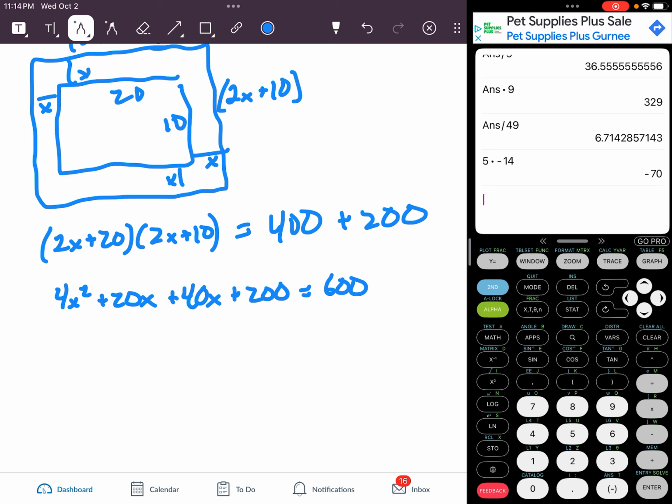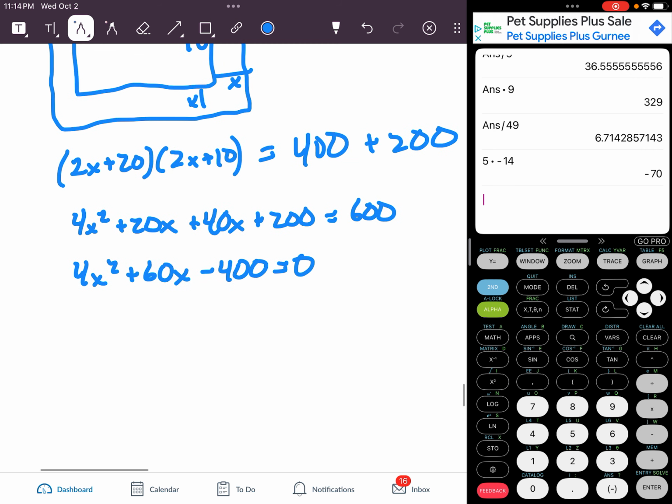Okay, now we're going to combine our like terms. We get 4x squared plus 60x, and then minus 400. This is the end of 3.2. We have our equation. Simplified it to be a quadratic equation. Now, 5.3, we got to solve it. Now, luckily for us, all these numbers, 4, 60, and negative 400, are divisible by 4. So we would have x squared plus 15x minus 100 equals 0.